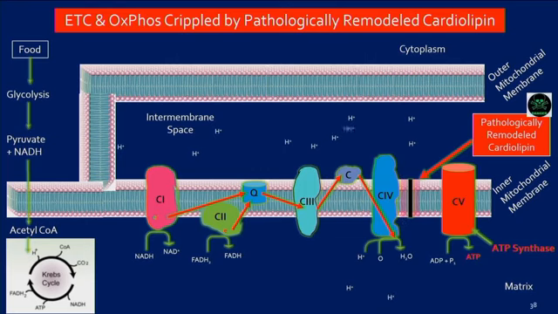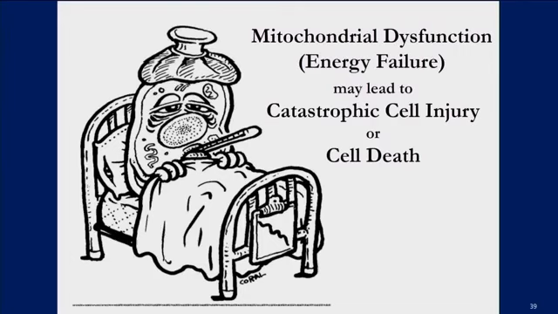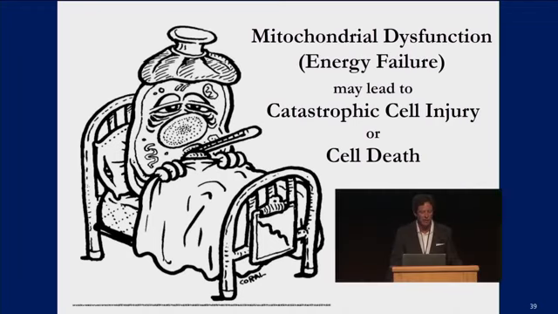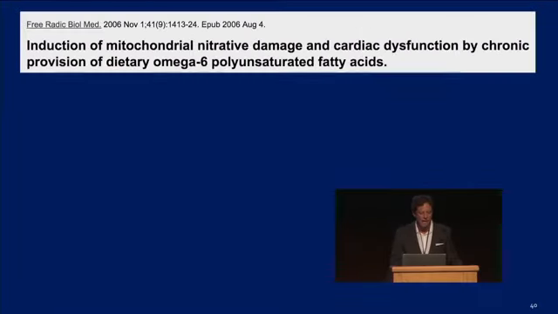They're going to escape through this remodeled cardiolipin, this pathologically remodeled cardiolipin. So guess what happens? We lose energy. Some are going to make energy, some won't. What happens when we can't make energy? The cell gets sick. All right, so this leads to catastrophic cell injury, and cell death is what may happen.